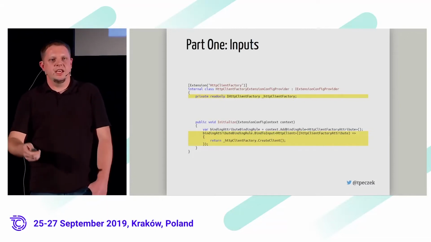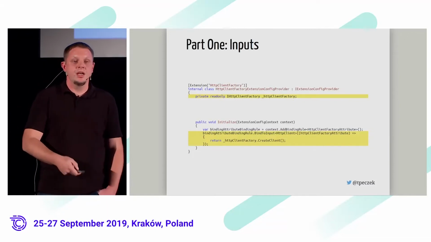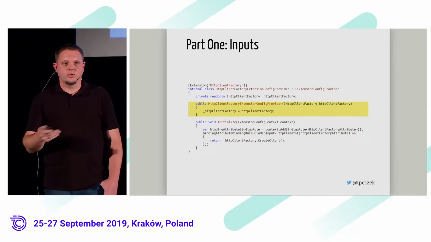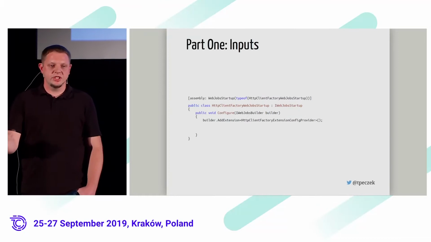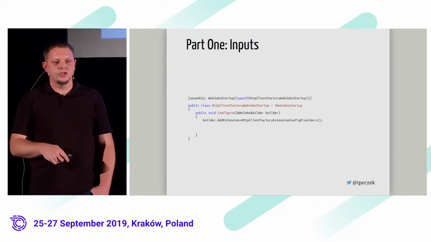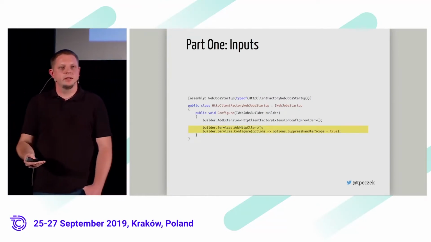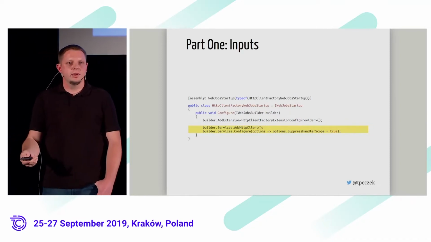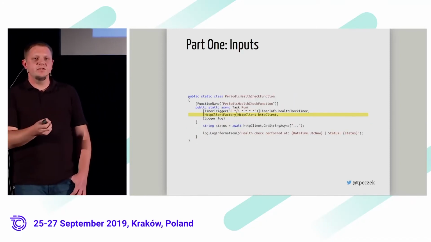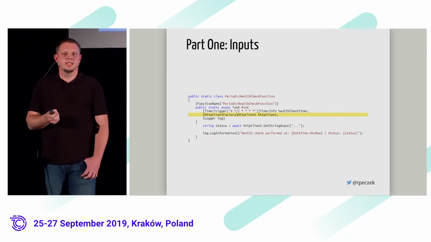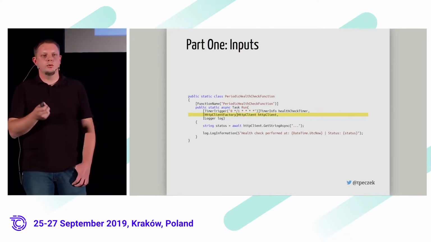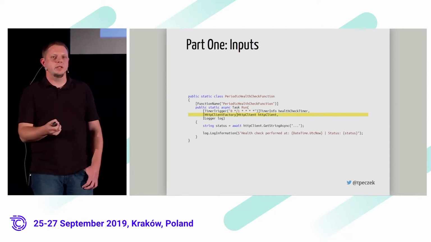In this case, HTTP client from HTTP client factory. We have our HTTP client factory from the constructor, from dependency injection. That means that when we are registering our extension, we are also registering HTTP client factory. Simple. It works. This makes this function possible. For every call, an HTTP client instance will be injected, and it will be managed by HTTP client factory.